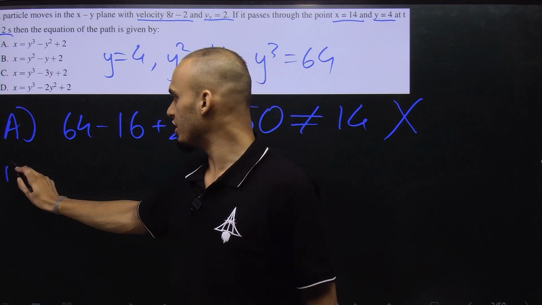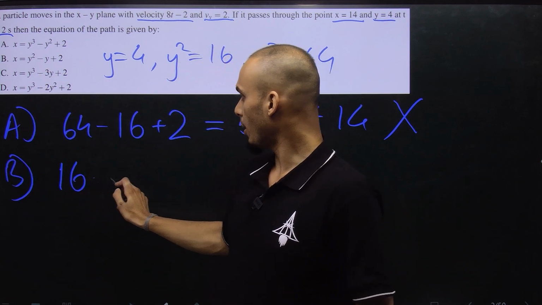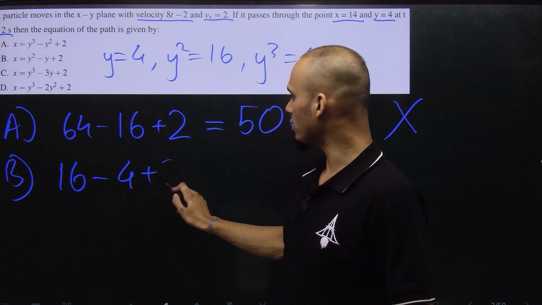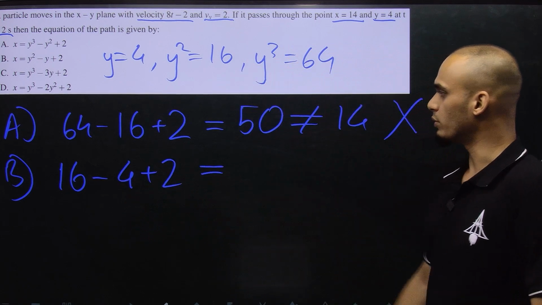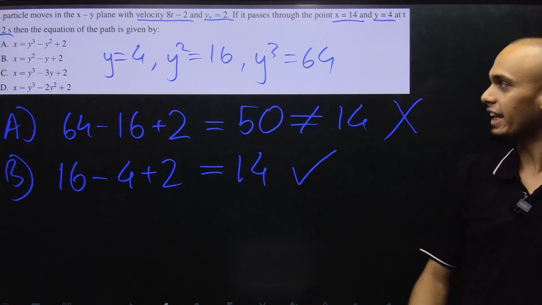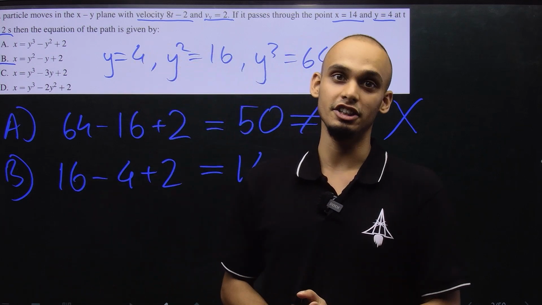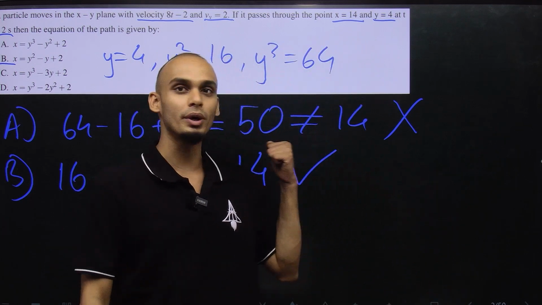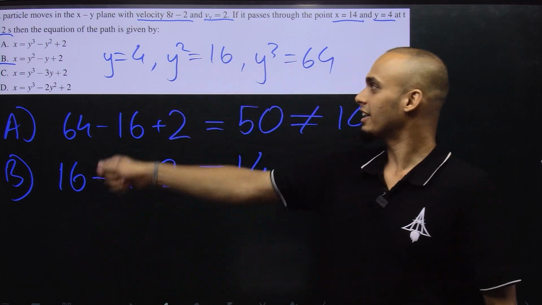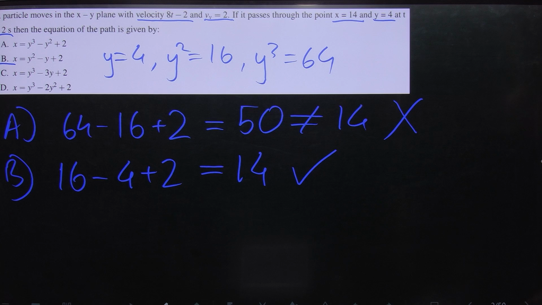Let us check option B now. Y square, that is 16, minus y, that is 4, plus 2. 16 plus 2 we get 18, minus 4 we get 14. Yes, this satisfies. Hence, your answer will be option B. Don't unnecessarily waste your time when there is a much quicker and much easier way of utilizing every bit of information given to you. Let's take a look at the next question.